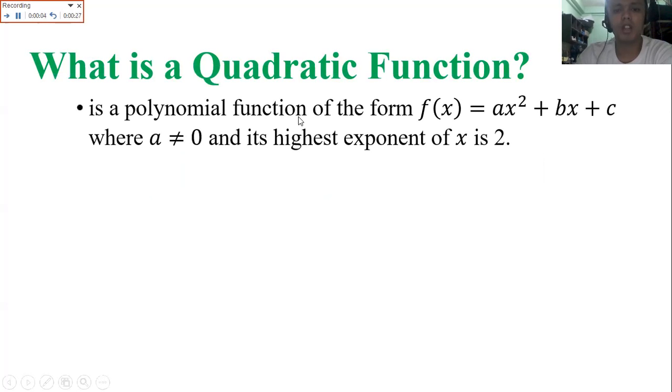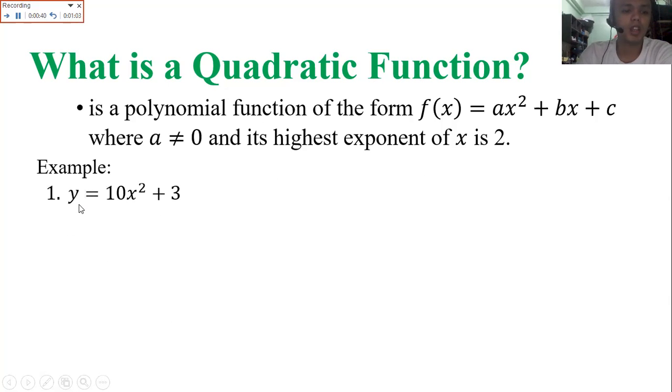It is a polynomial function of the form f of x equals ax squared plus bx plus c, where a is not equal to 0 and its highest exponent of x is 2. So this is the quadratic function. It is in the form ax squared plus bx plus c, where a, the leading coefficient, is not equal to 0, and its highest degree is 2. So if it becomes 3, it is no longer a quadratic function. If it is 1, it is no longer a quadratic function. Only 2 is the highest exponent of a quadratic function.